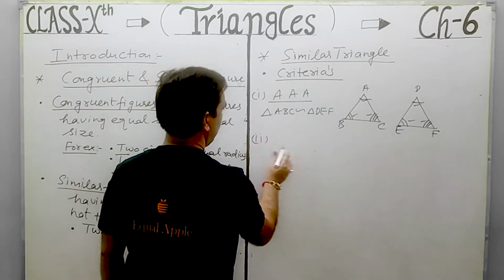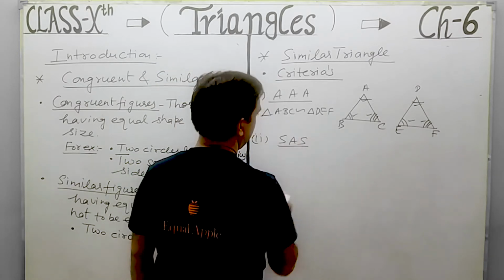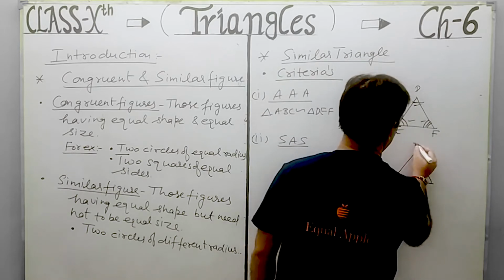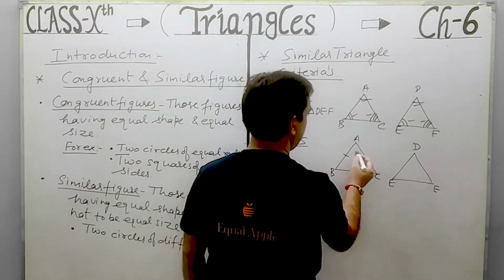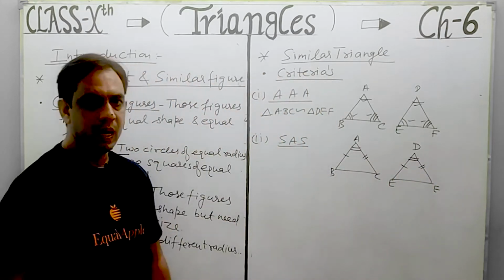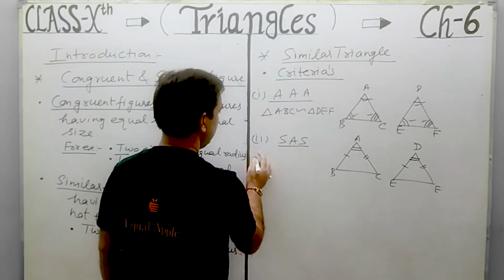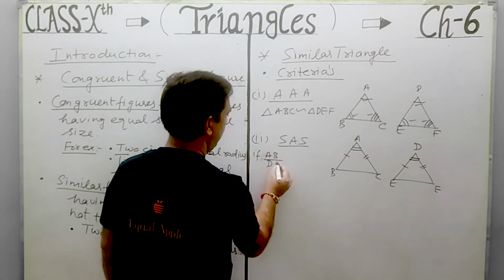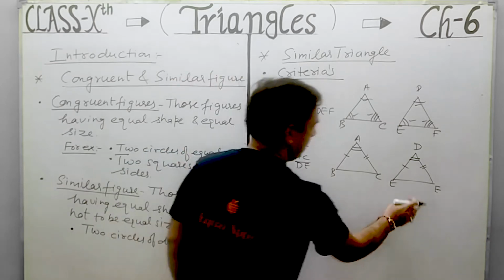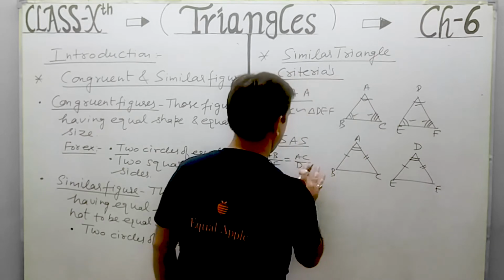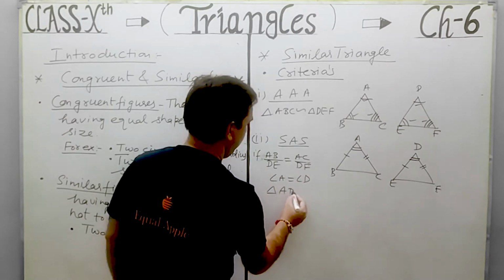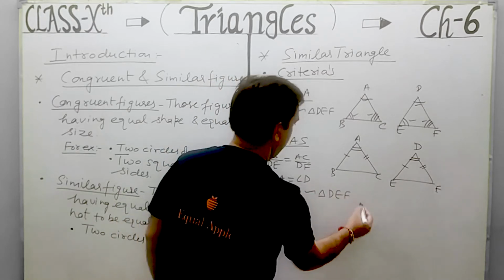Now the second one is the side-angle criteria. In this, in triangles like ABC and DEF, if the ratio of two corresponding sides and the angle between them are equal, like if AB upon DE equals AC upon DF and one angle between them is equal, then you can say triangle ABC is similar to triangle DEF, right?